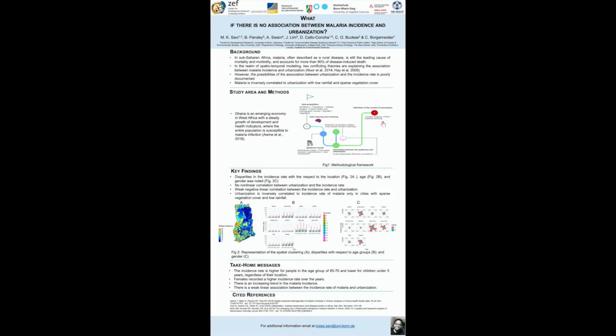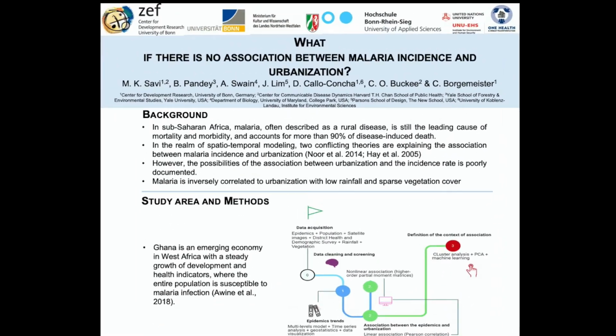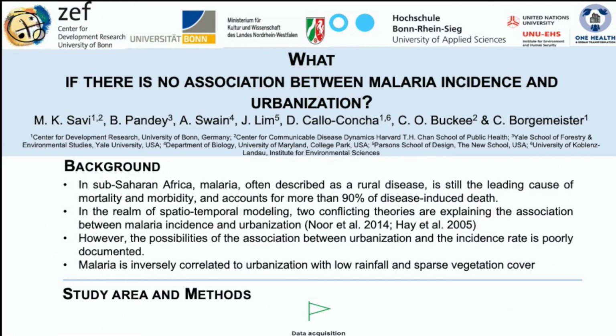What if there is no association between malaria incidence and urbanization? Malaria is a deadly disease spread by a mosquito vector called Anopheles gambiae, and in the World Health Organization report of 2019, it is estimated that roughly 500,000 people die every year, or better still, every minute a person dies from malaria, where it was estimated that more than 90% of these deaths are coming from sub-Saharan Africa. In the same report, it is mentioned that half of the victims are children under 5.